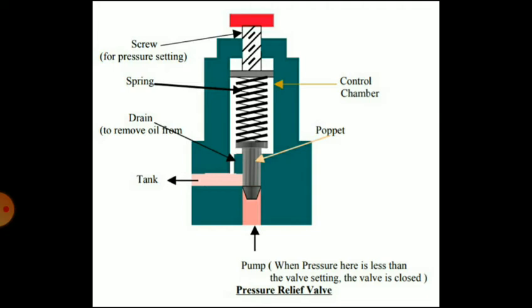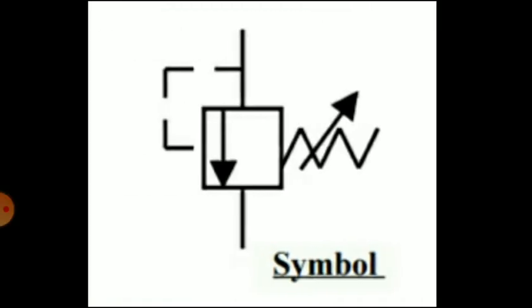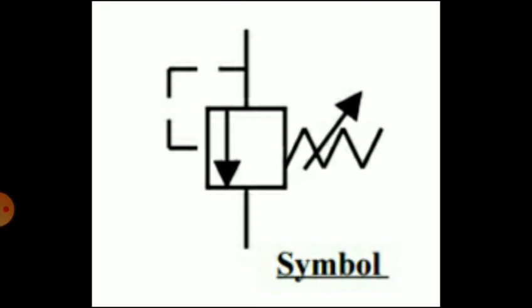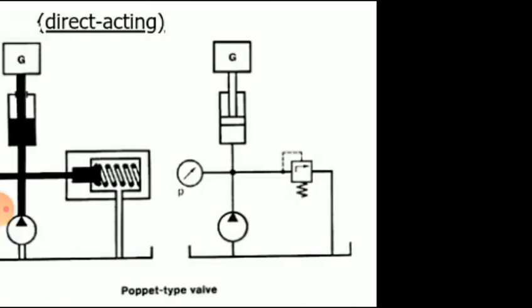When pressure here is less than the valve setting, the valve is closed. When pressure exceeds it, then that valve opens and that excess fluid is connected to the tank. So you can see at the left hand side there is an arrow that is shown, that valve is connected to the tank. So that excess fluid is diverted into the tank. So this is a symbol of pressure relief valve, spring operated pressure relief valve.